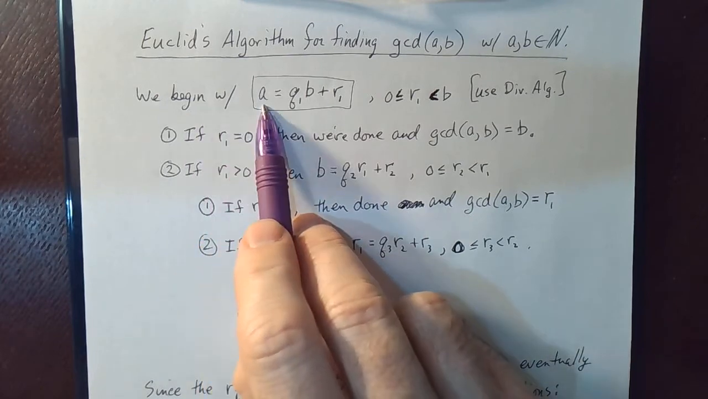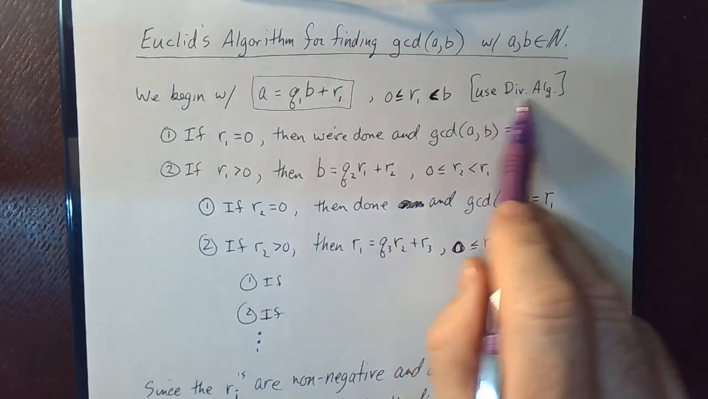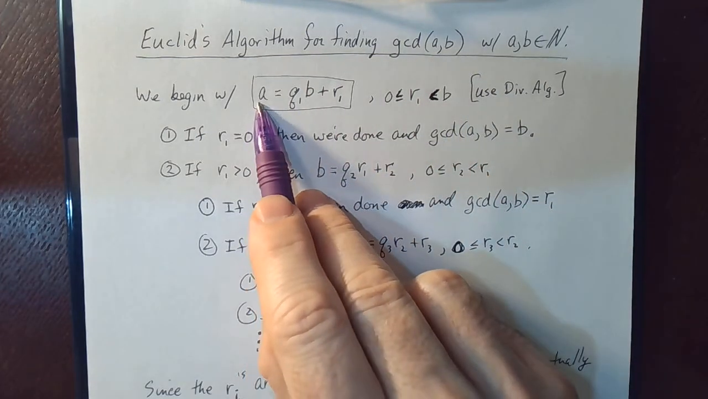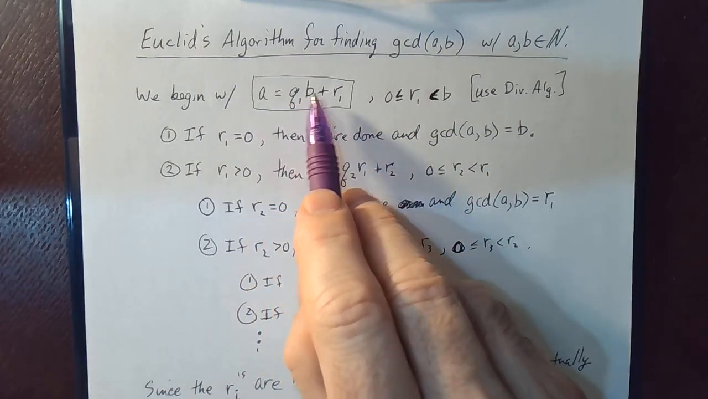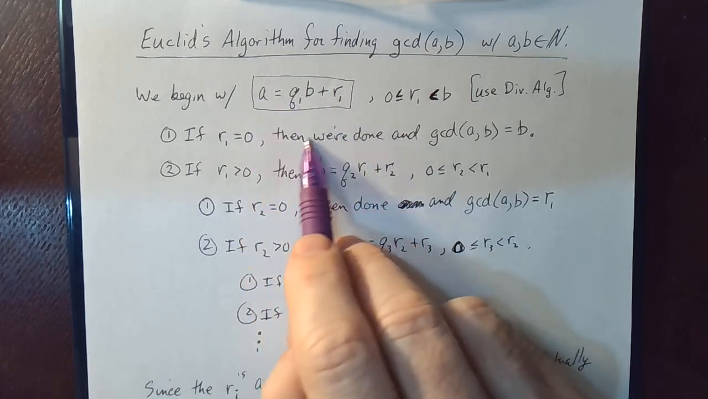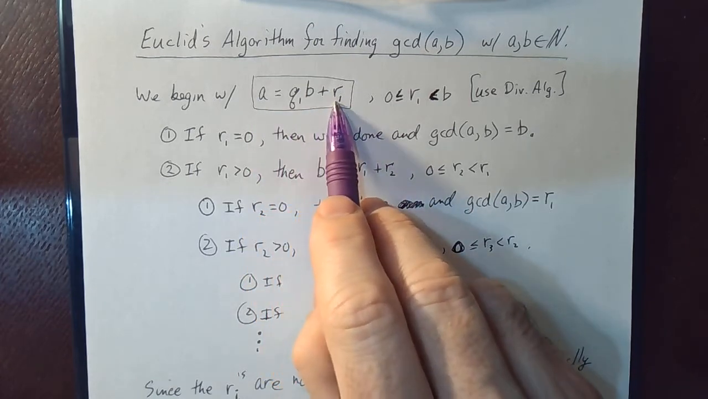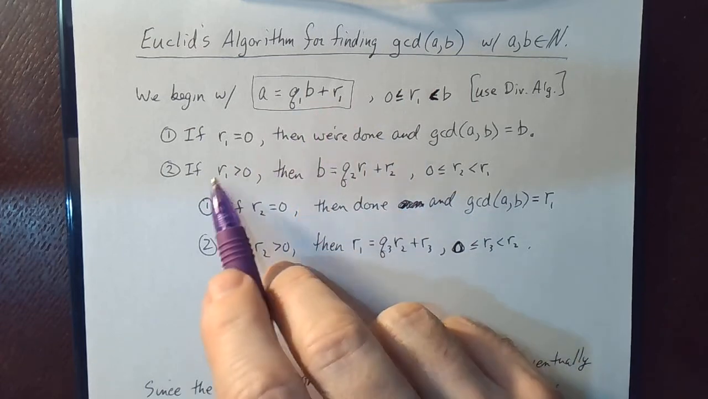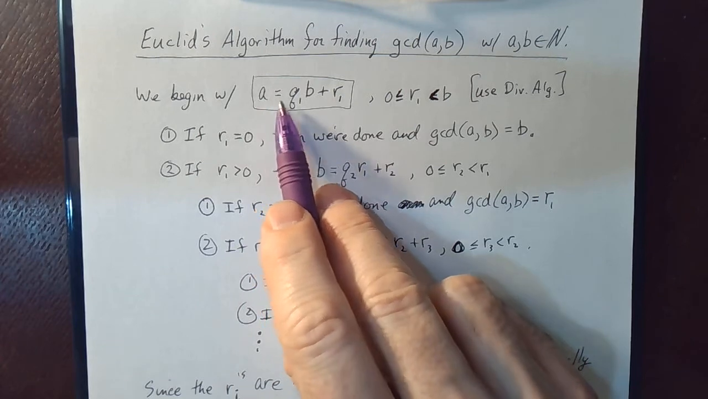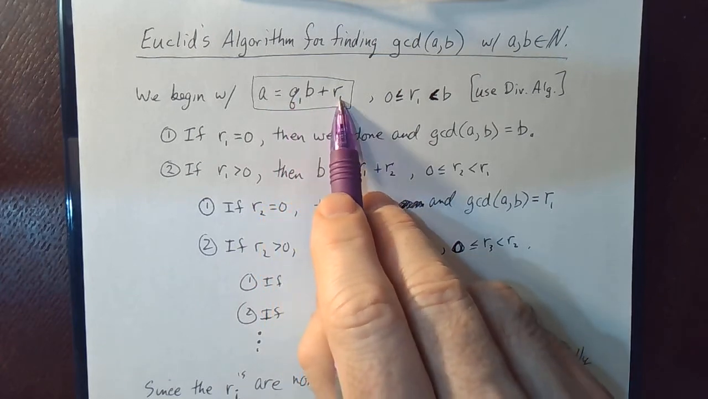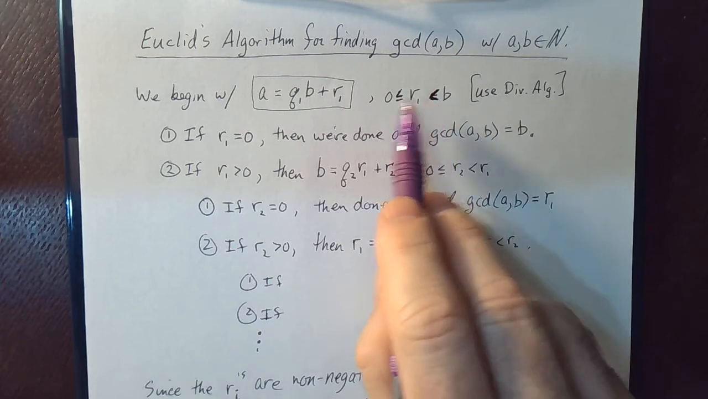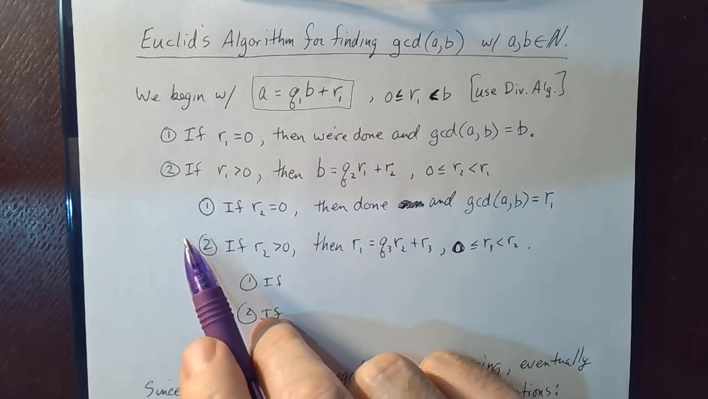We start off by using what we call the division algorithm. We've seen that. We take these a and b and we write a equals qb plus r. I labeled them q1 and r1 because as we iterate, we're going to have a q2 and an r2 and a q3 and an r3 and so on. But we've used the division algorithm, so a is q1b plus the remainder, and as we know, the remainder will be less than b, greater than or equal to 0.